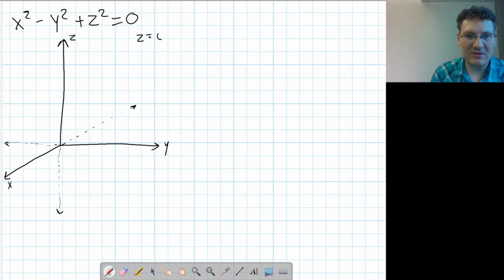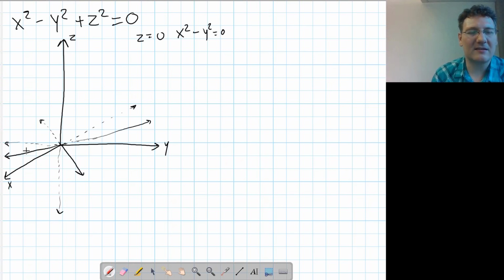So when we set z equal to 0, we're going to get x squared minus y squared equals 0. And that graph is going to be all of the lines where x equals plus or minus y. So we're going to have this x, 45 degrees from the x and the y axes.